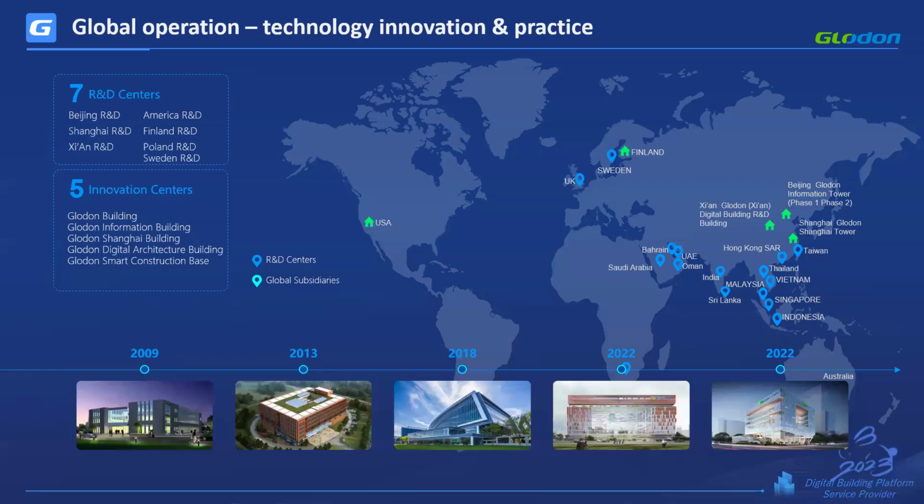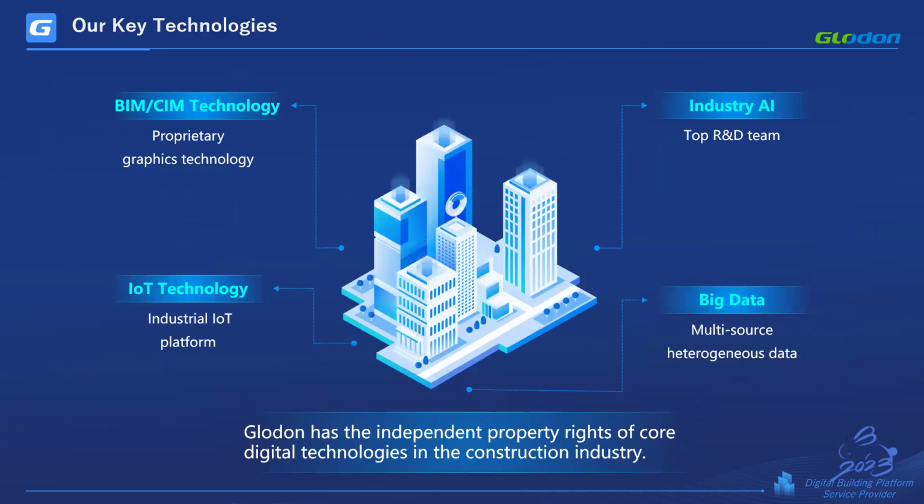We have 7 research and development centers and 5 innovation centers, in Shanghai, USA, Finland, and Taiwan. So we have a lot of innovation centers, and a lot of key technologies. You can see industry AI. We have developed a lot of AI technologies, and we have some big data resources, and we use IoT technologies, Internet of Things, and we have a lot of building information modeling software and construction information modeling software.